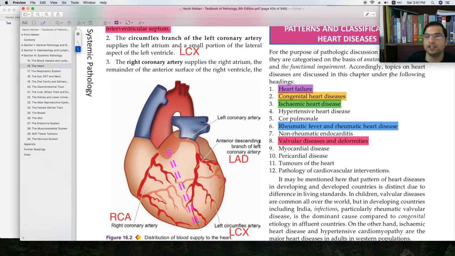The first is congenital heart disease. The heart could have deformities congenitally. Congenitally, the atrioventricular septum could be not well developed. That can lead to defects. Congenitally, the walls could be not well developed. That can lead to defects. Congenitally, the musculature could be not well developed. That can lead to problems. So all these things can lead to congenital heart diseases.